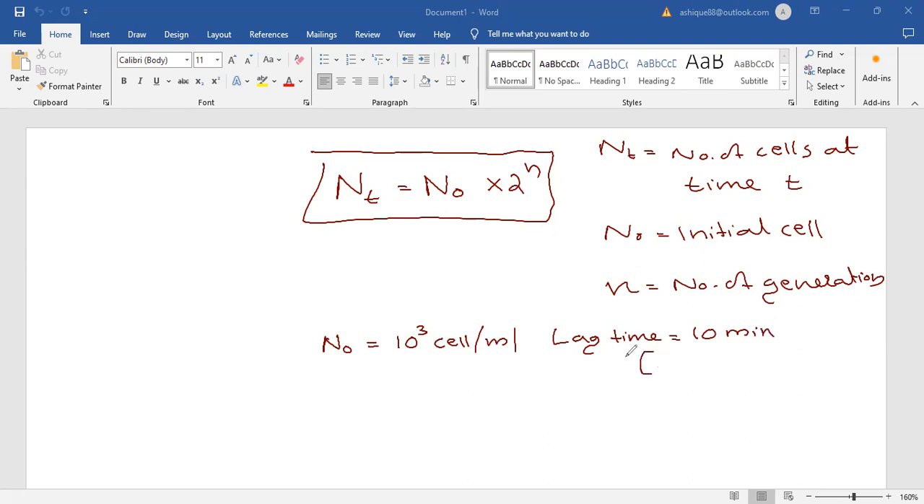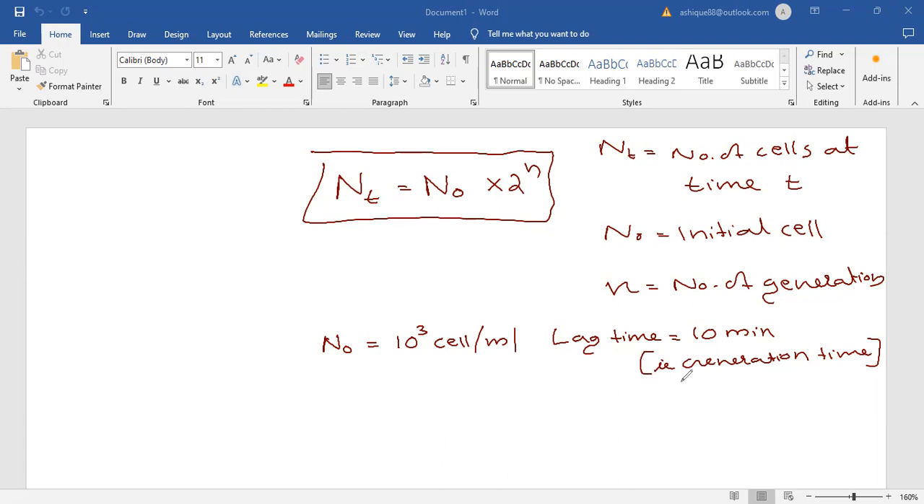What is lag time? During lag time, they won't divide, right? After the lag time, they will divide. So after 10 minutes, they will divide. That is the generation time, clear? So during lag time they won't divide, we know very well. After lag time, they will divide, that means with the 10 minutes they will divide. So it is a generation time, that is the time required.